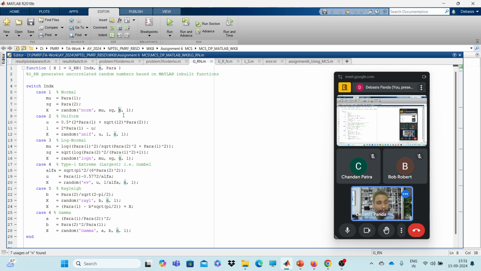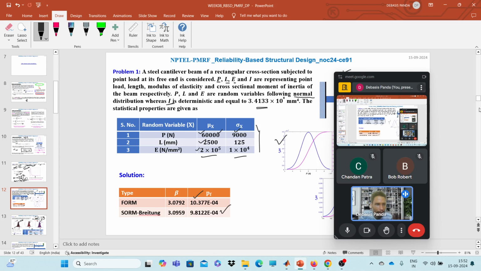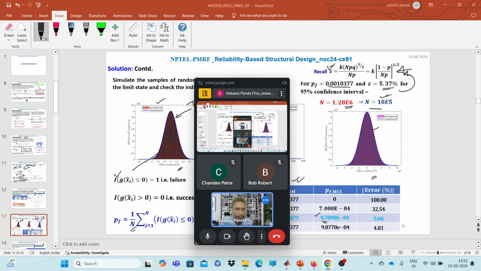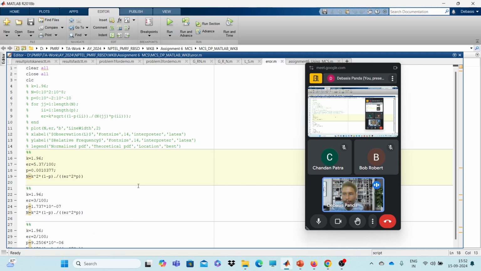So how many numbers do I need? To check it, we need to go to this formula and calculate how many numbers we need. Here I can say we have k value 1.96, error 5.37% for this problem, and the probability of failure was this. This was our formula. Here we have the probability of failure, this is the error, and this is the confidence interval. I am checking with this data, so with that data, how many simulations do I require? If I run this section, I will get the results.